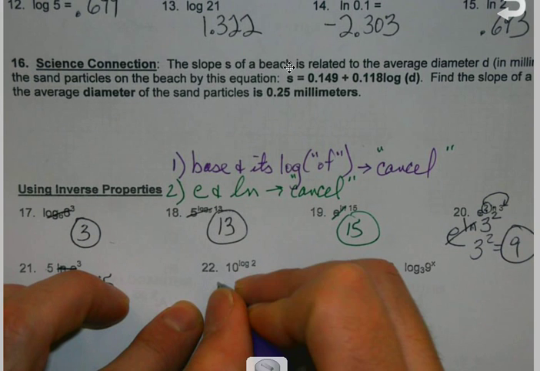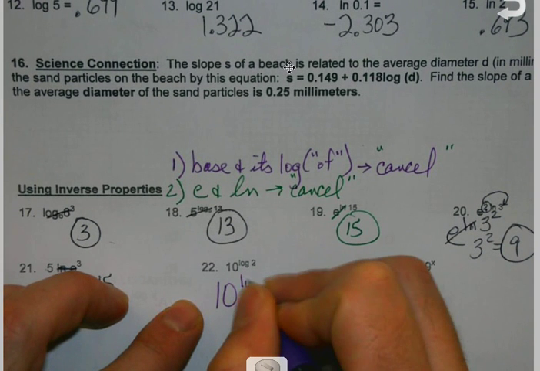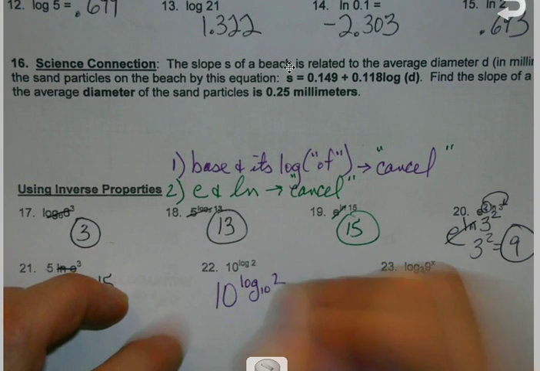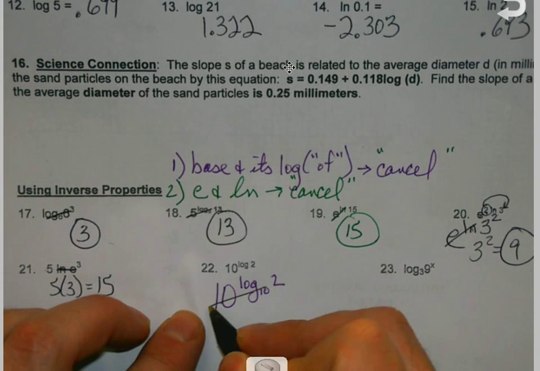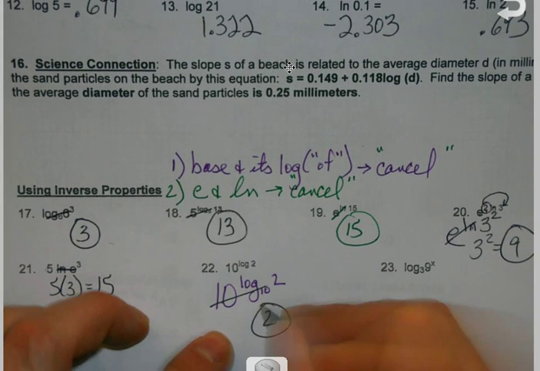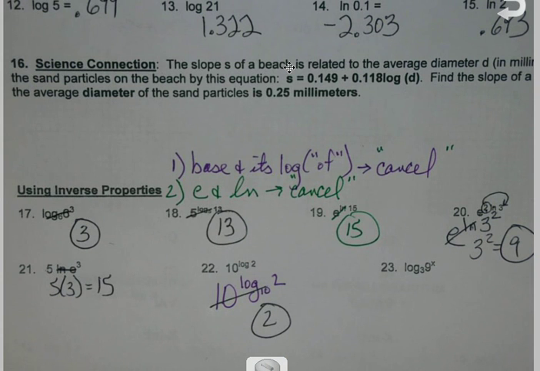So let's rewrite this. Okay, if I actually put the number in, that's what it would look like. And now it makes more sense, because now it's like number 18 was. 10 and log 10 cancel out and just leave me with 2.